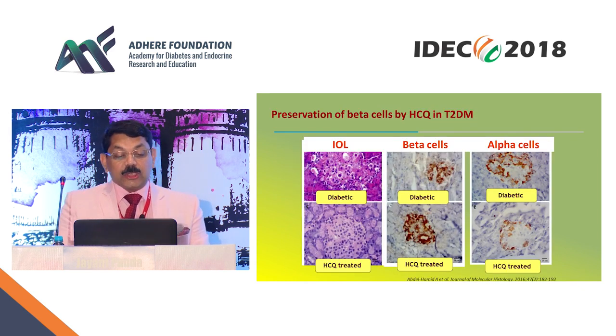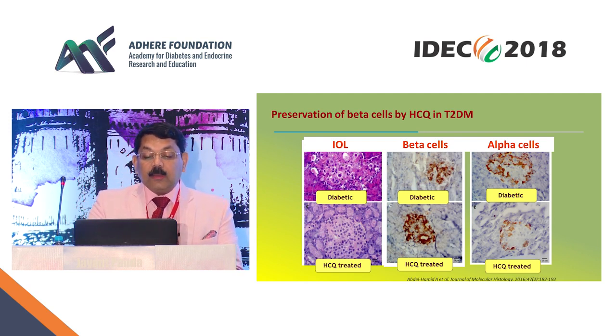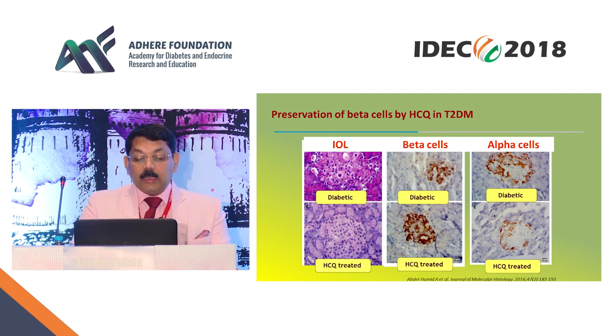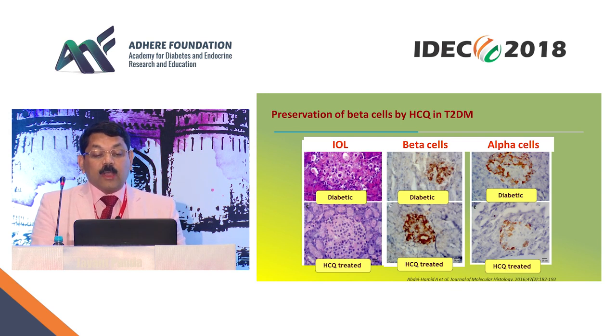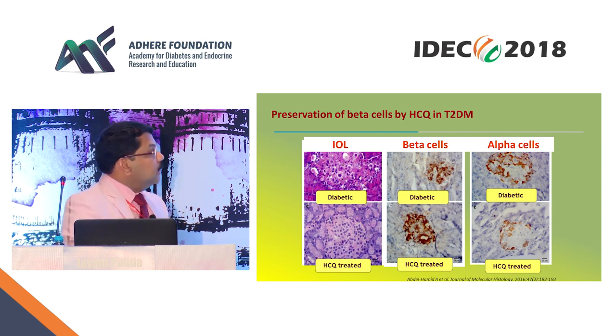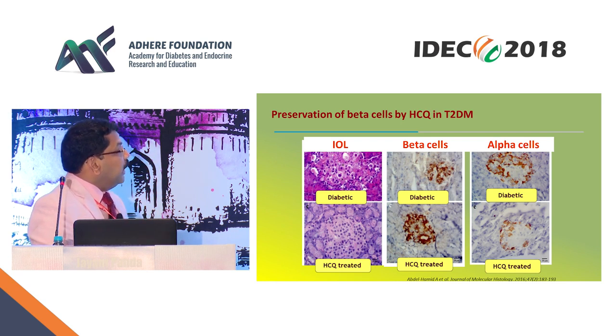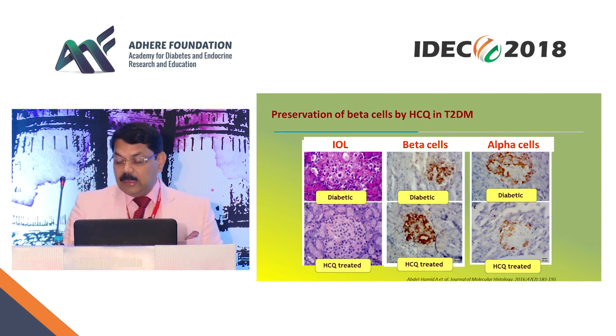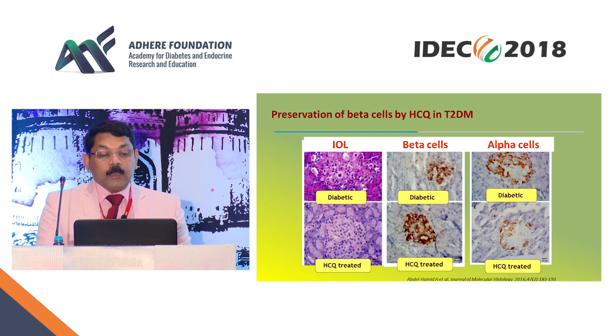You can see this picture of a diabetic before and after treatment with hydroxychloroquine. This is of course from the rat experiment, and you can see the enhancement of the islets, enhancement of the beta cells and decrease of the unduly enhanced alpha cells in a diabetic animal.